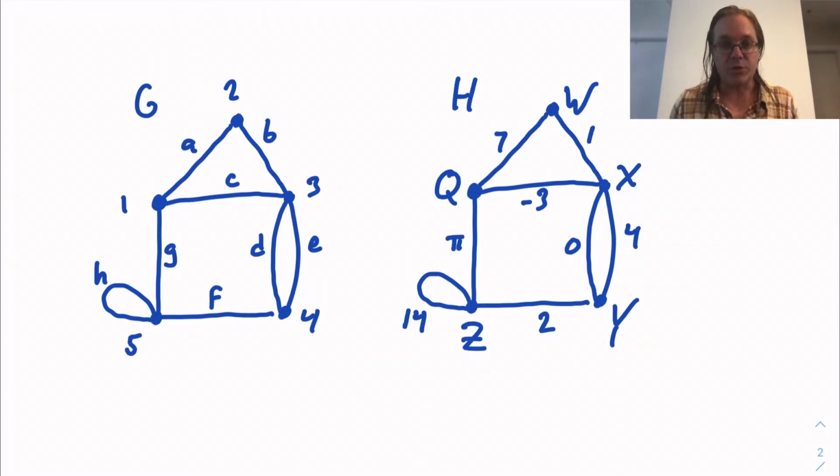So when we say that two graphs are isomorphic, we mean that the same drawing works for both of them, but possibly with different names on the vertices and edges, right? So we mean that there's a way of getting from one graph to the other graph by just renaming vertices and edges.